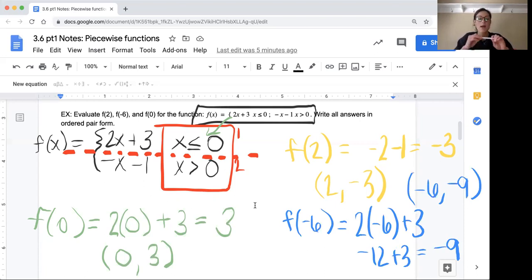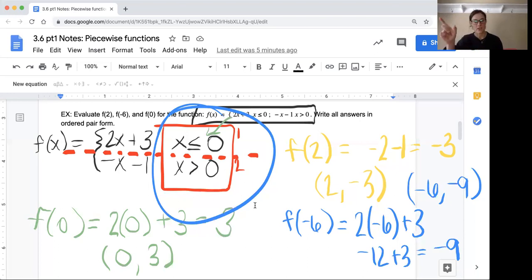So that is how I evaluate piecewise functions. Again, it all comes down to looking at the domain. That is really important. And then you just say, okay, well, my x value is within this top domain, or oh, my x value is within this bottom domain. And then you just plug and chug away, evaluating functions just as normal. No problemo there.